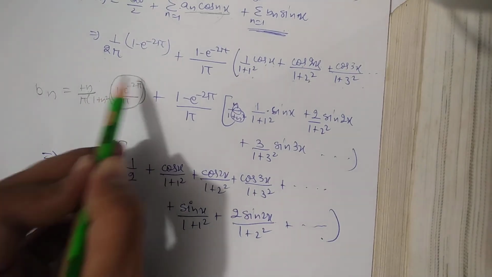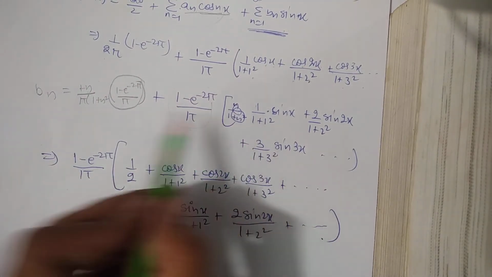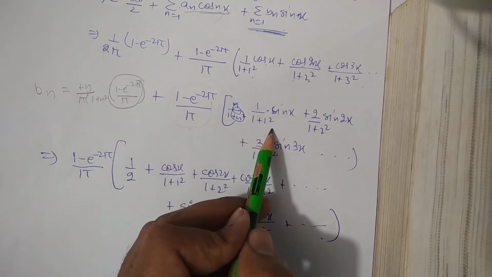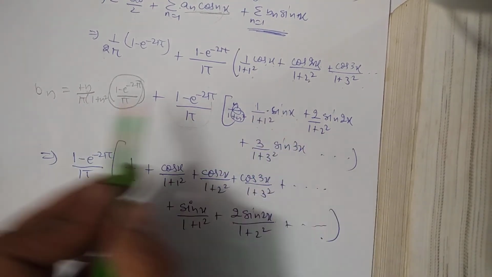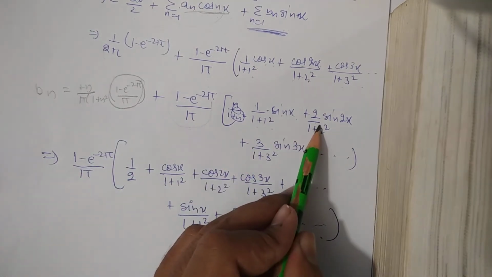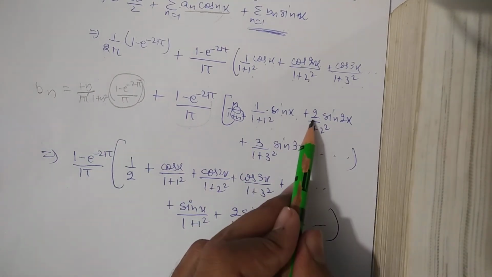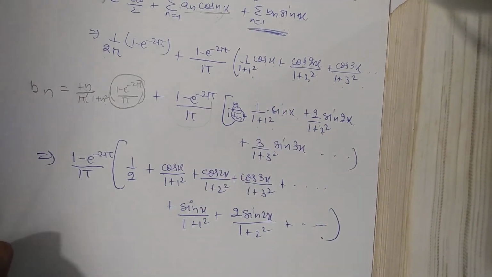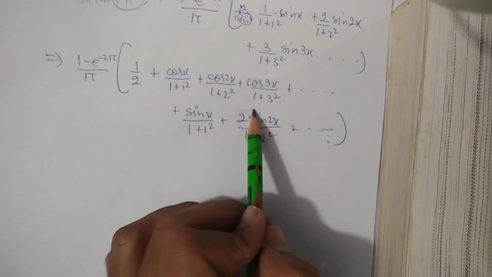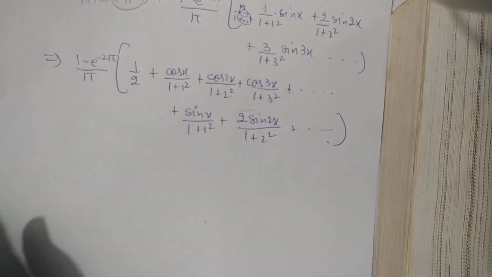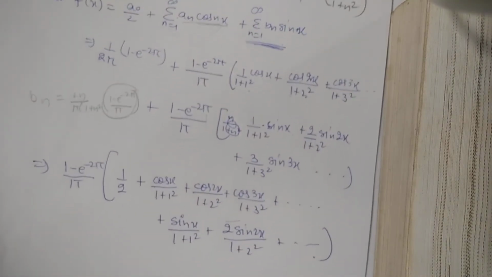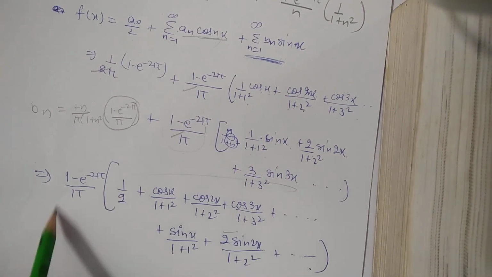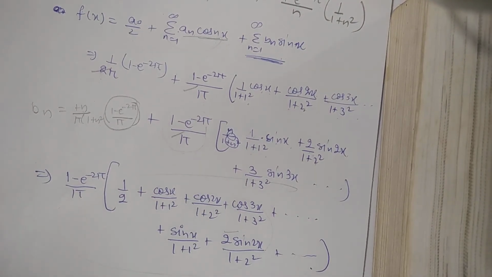As this is a constant term, I am taking it outside, and inside, in place of n I will put 1, divided by 1 plus 1 square, sin x, plus in place of n I will put 2, then 2 divided by 1 plus 2 square, sin 2x. By adding all these terms, we will get the value just like that. By taking 1 minus e power minus 2 pi by pi common from all these three terms, this will be our required answer. Thank you. Have a good day.